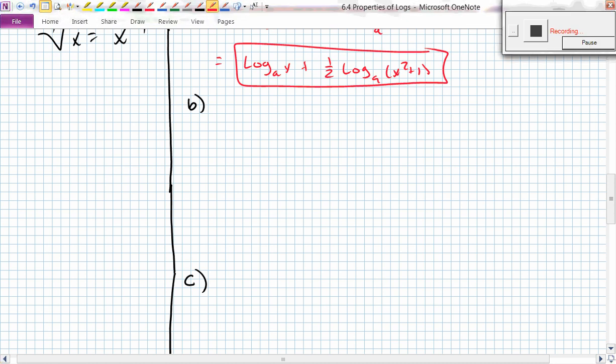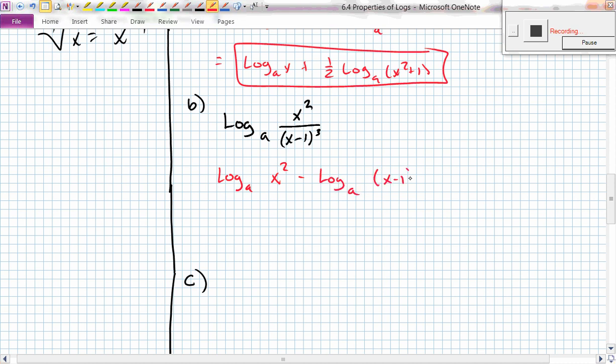Okay, let's do B. Let's get this skill down. Log base A of x squared divided by x minus 1, all to the third power. All right, what is the basic operation that you see first? Mr. Brem, what do you got for me? Subtraction. Well, that's going to be how we take care of it, right? And we have that because we have a division problem. So this is log base A of x squared minus log base A of x minus 1 to the third.